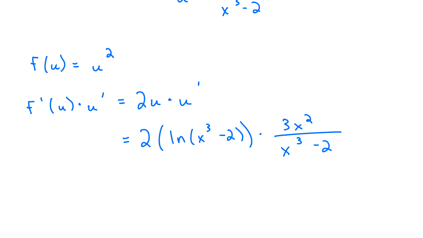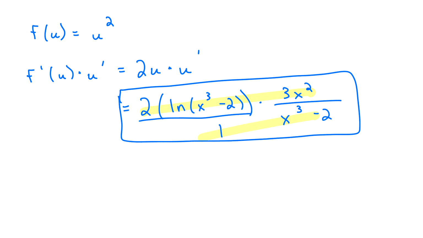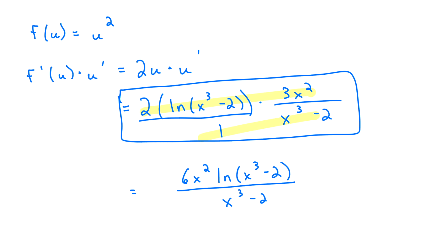If you wanted to leave your answer like that, I think that's perfectly fine. You can't really simplify that much more. If you really wanted to, you could put this over 1 and then multiply straight across for our two fractions. So we could simplify this, and we could say that this is 6x squared times natural log of x cubed minus 2 divided by x cubed minus 2. But again, if you wanted to leave it as it was originally written, I think that's perfectly fine too.